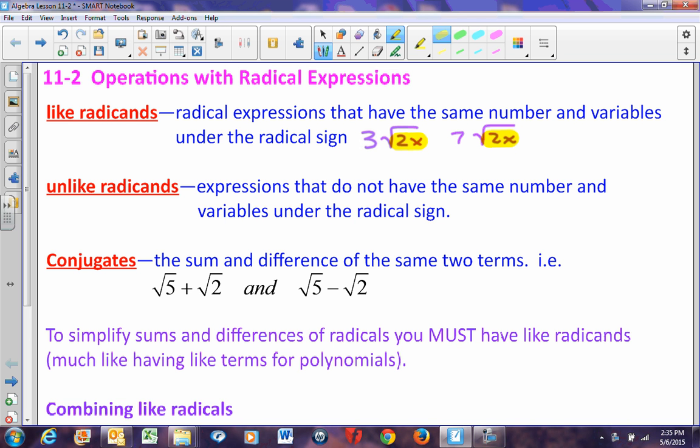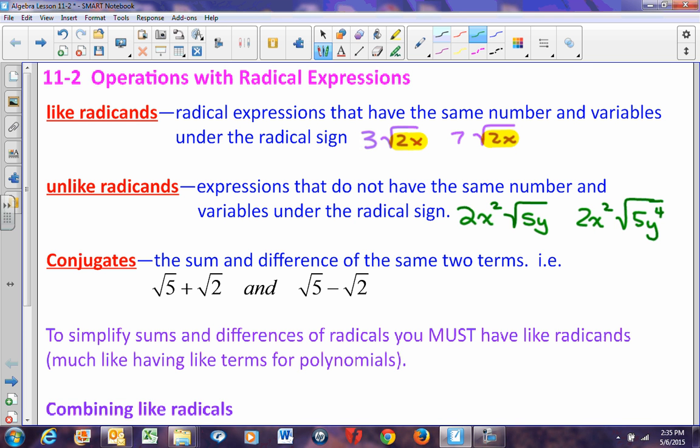Unlike radicands are expressions that do not have the same number or variables. For example, I might have 2x squared square roots of 5y and 2x squared square roots of 5y to the 4th. Those are not like radicands. Those are unlike radicands because they don't have the same number and variable underneath the radical sign.